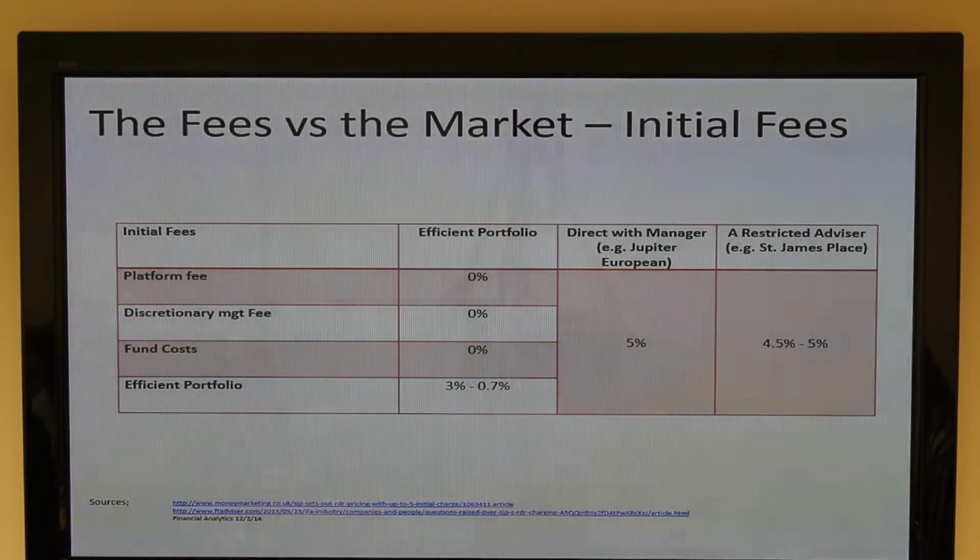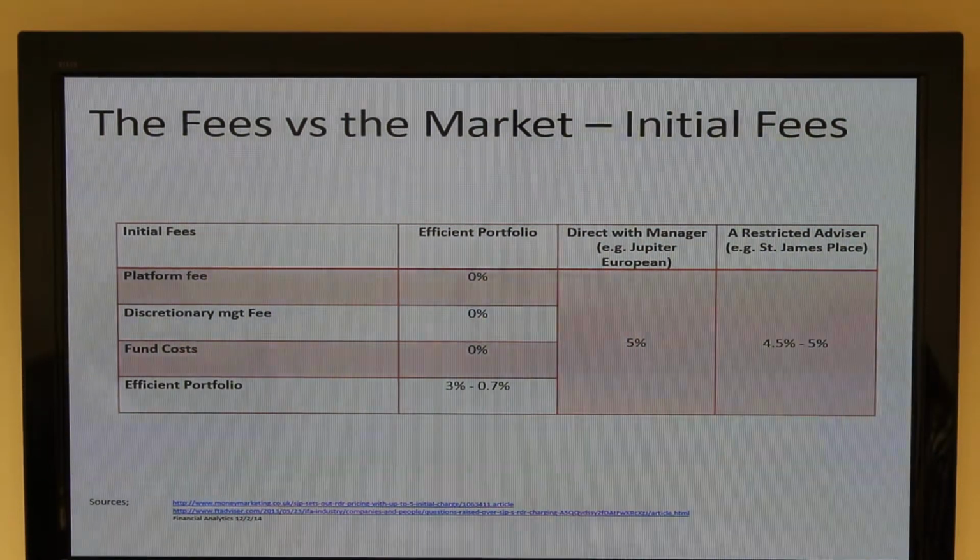On the initial fees, you will pay nothing to the platform, nothing to the discretionary manager, and nothing to the underlying funds, because all of the initial charges have been waived as a result of the way that we've structured this for you. So the only initial fee you need to pay is for us to do all the legwork in actually getting the thing set up in the first place. Our fees, as you've seen in the plan, start at 3% on the first 100,000, 2% on the next 200, 1.7% up to $1 million, and 0.7% thereafter. For you, given the amount of money we're going to be investing, we can graduate that down and say it's going to be 1.7%.